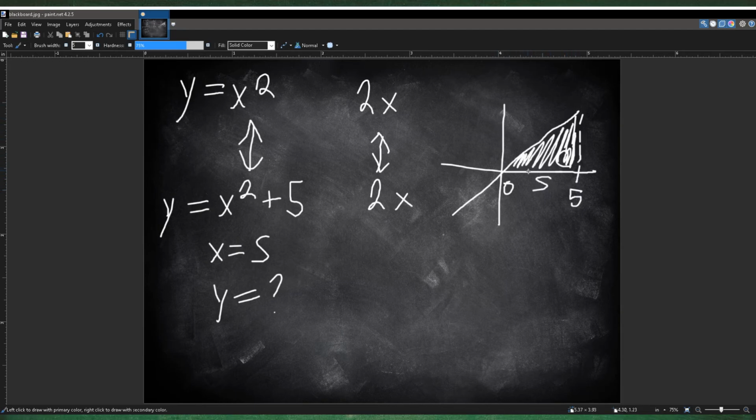So for this example, this is just a triangle, so the base is 5. And the height is basically 10, because this is y is equal to 2x, right? So 5 times 2 is 10. So this entire length is 10. So 10 times 5, divided by 2, will equal 25, right? So our area is 25.